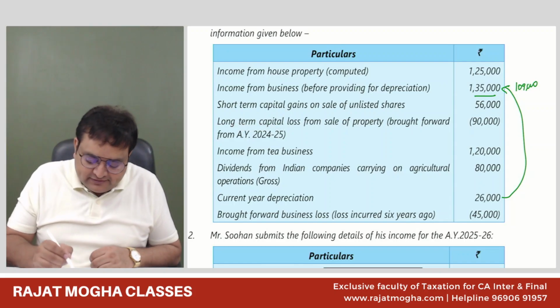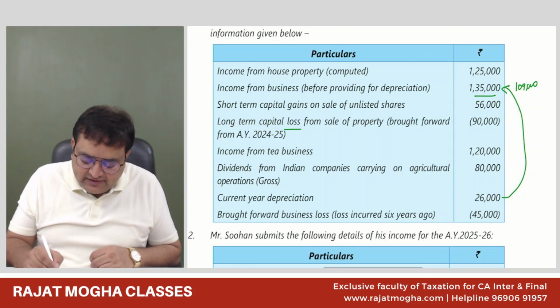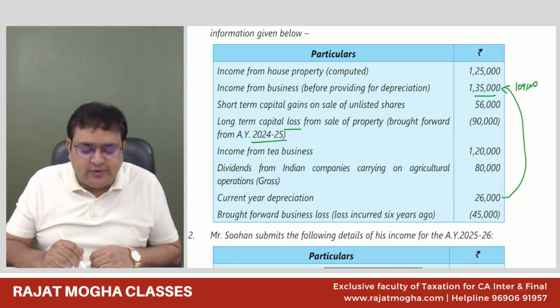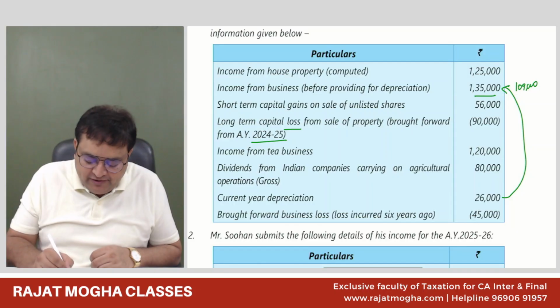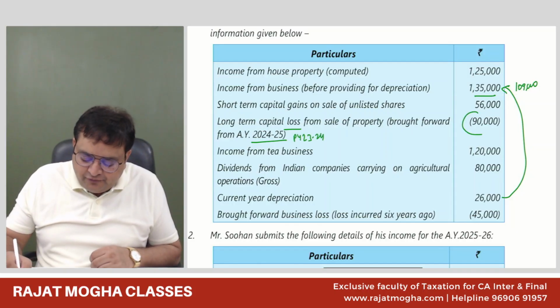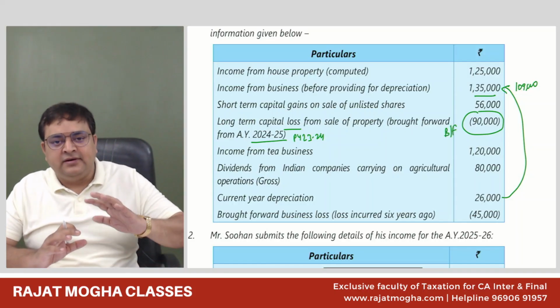Long-term capital loss. Long-term capital loss from sale of property brought forward from assessment year 24-25. Assessment year 24-25 means previous year 23-24. This is the brought forward losses. So as of now, brought forward losses, please park them.